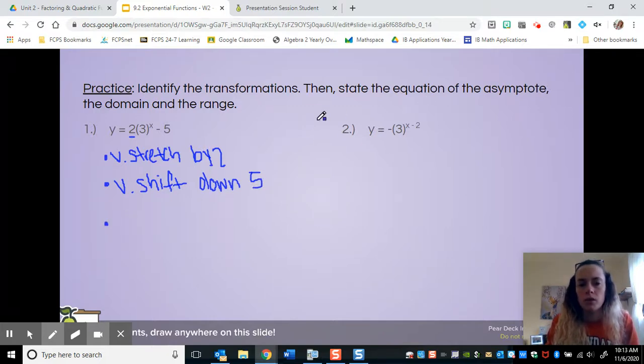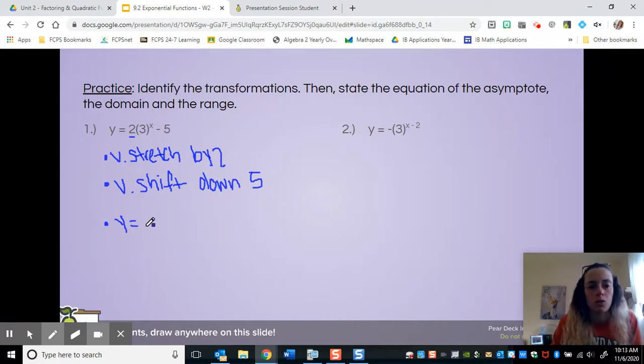My equation of the asymptote, remember all exponential functions have a horizontal asymptote, so all of these equations should start with y equals, because it's going through the y-axis. And we had said whatever that vertical shift is, or whatever this d is, that's what your horizontal asymptote is. So in this case, it's y equals -5. My domain, we said, is always all real numbers.